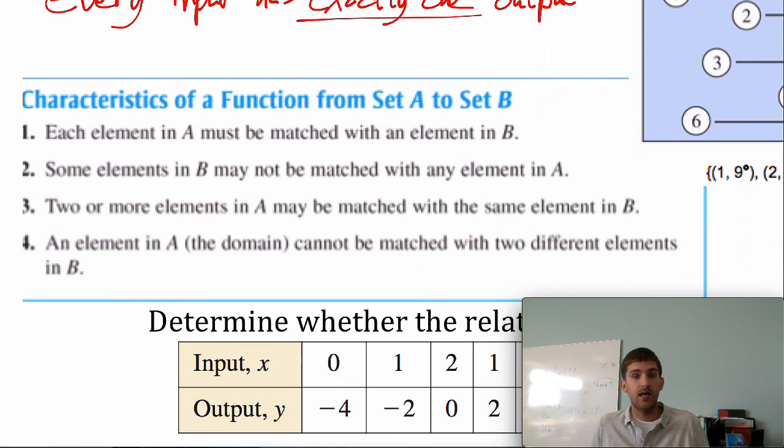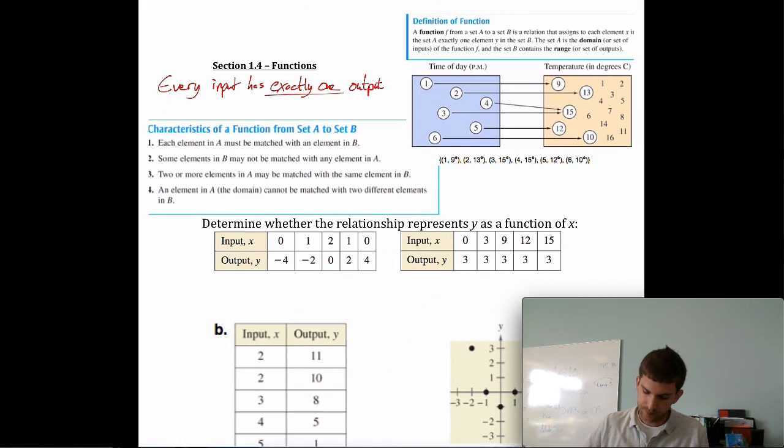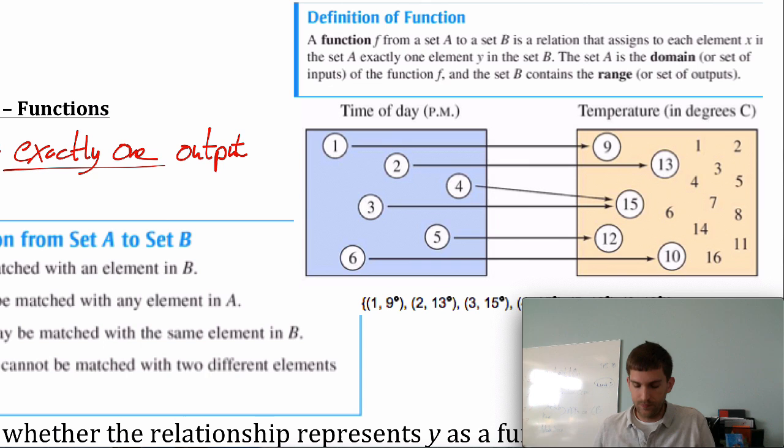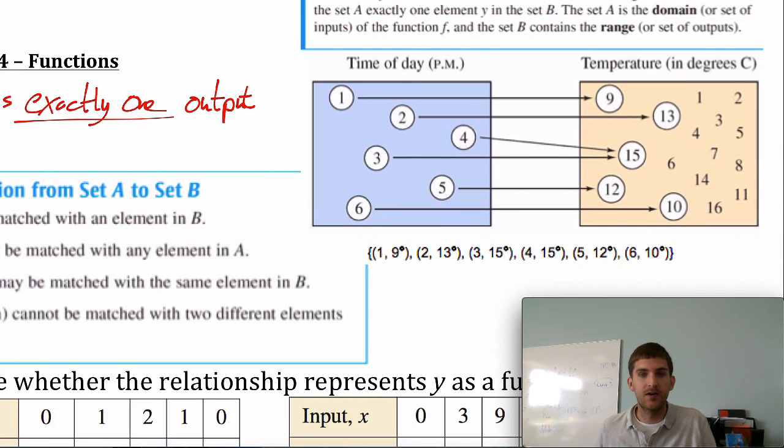And an element in A, the domain, cannot be matched with two different elements, or more than that, in B. Again, every item in A can only match with one item in B. But one item in B can match with two different items of A. That's not a problem. Let's take a look at a couple images here. So, in this set here, the time of day, let me zoom out a little bit so that my head's not covering it. There we go.